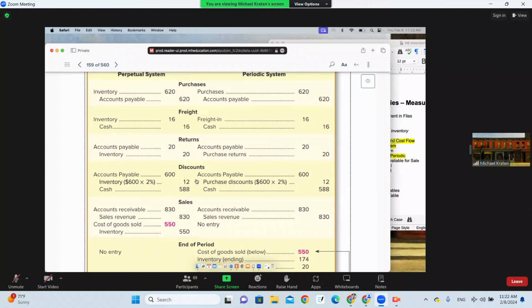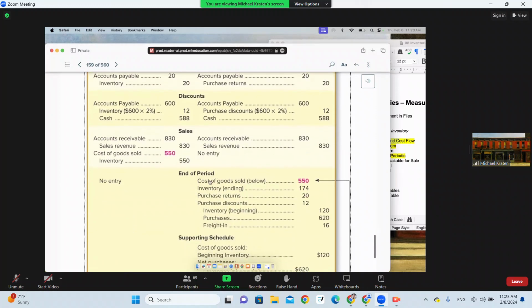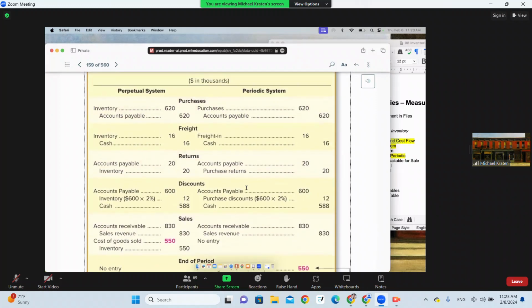So the values in the left column, I'm not going to ask you to multiply something by 2%, but generally speaking, I could ask you to compute what this inventory number is, because I believe it's 620 plus 16 minus 20 minus 12. So there will be some computation that I might ask you, but it's at the perpetual system level, which is simpler and more straightforward. I won't ask you to compute anything in the periodic system column.